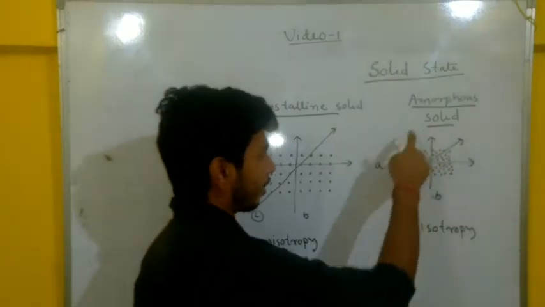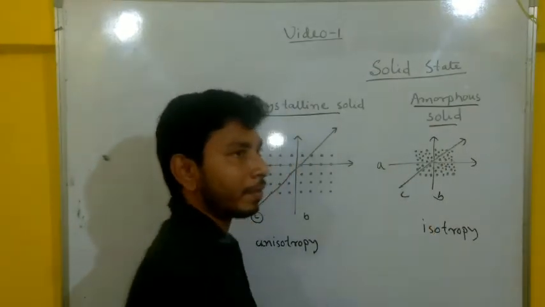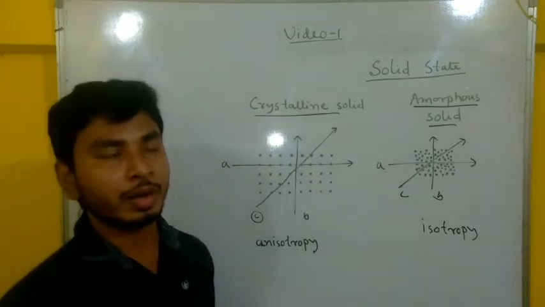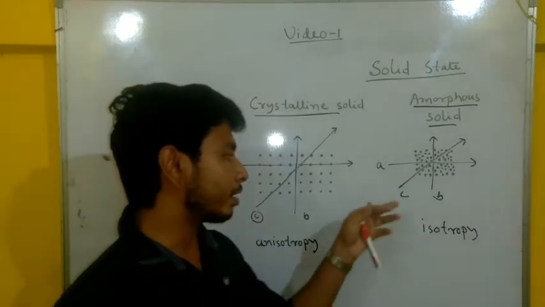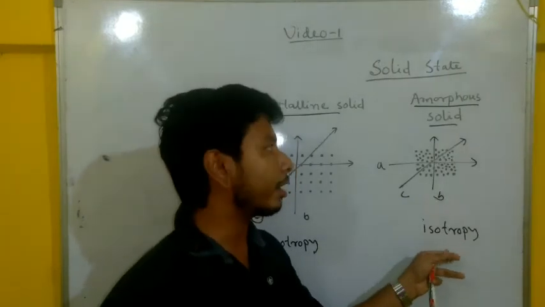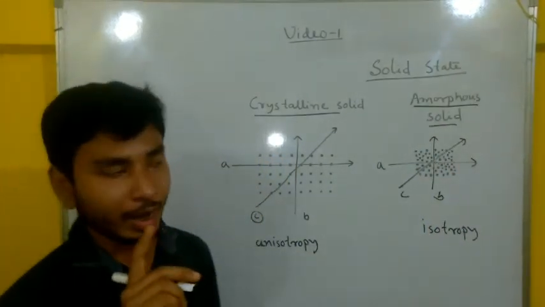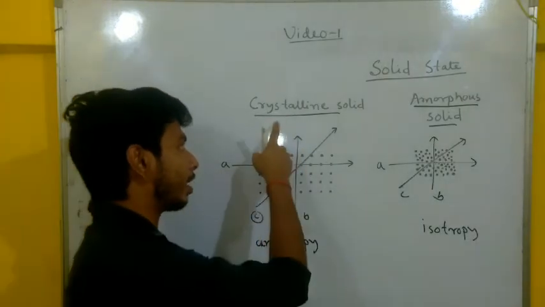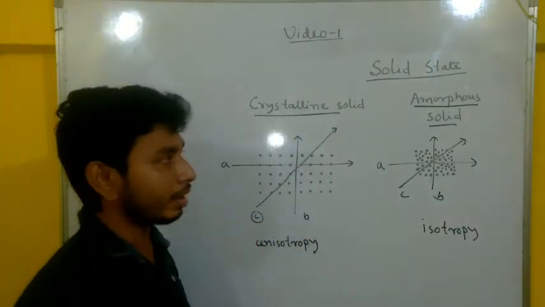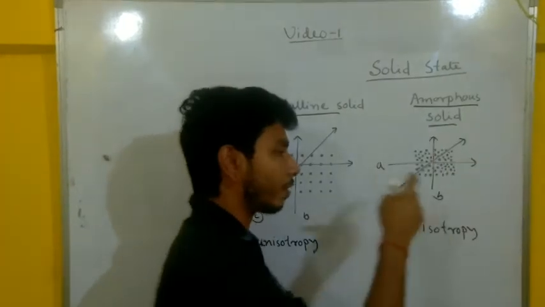In amorphous solid, the value of different physical properties in different directions comes out the same. This is called isotropy. That is, amorphous solids are isotropic in nature. So this is another point of difference. Crystalline solids are anisotropic in nature. Amorphous solids are isotropic in nature.